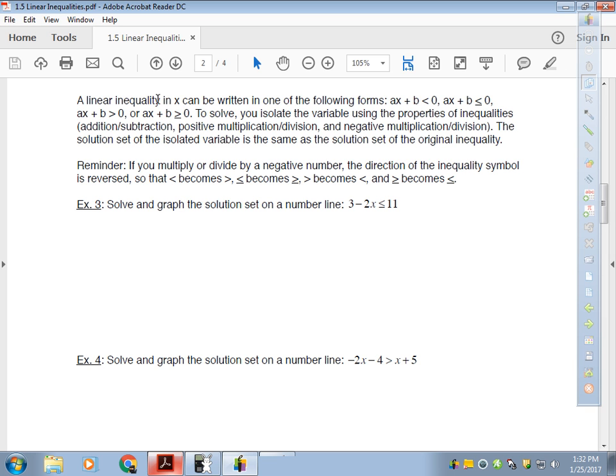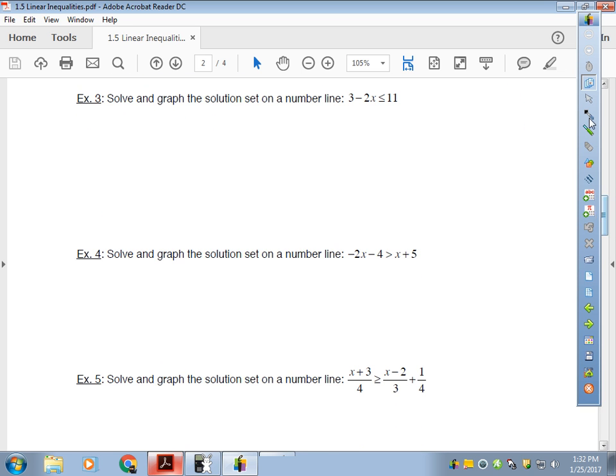Now, much like equations, you solve them by isolating the variable, getting the x by itself. One thing to note, though, is that if you multiply or divide by a negative number, the inequality symbol is reversed. So a less than becomes a greater than, a less than or equal to becomes a greater than or equal to, a greater than becomes a less than, a greater than or equal to becomes a less than or equal to. So if you do a multiplication or a division by a negative number, you're going to have to reverse that inequality. All right, so let's look at a couple examples of this.